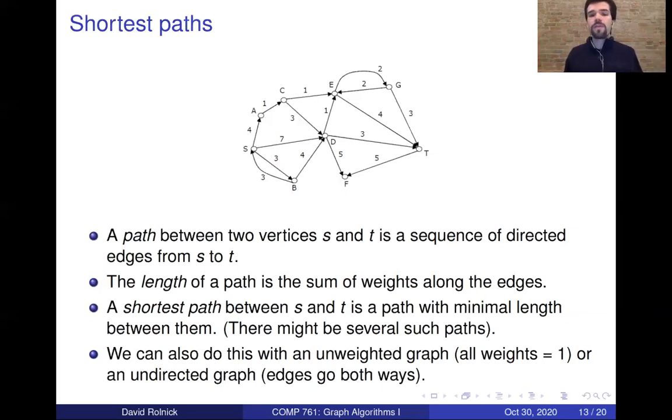In an undirected graph, edges just go both ways. So you don't care, you could equally well take this edge this way or this way. Questions?